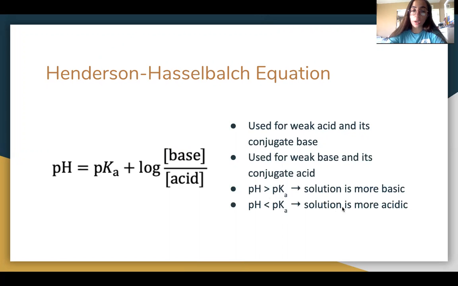The way you'll figure that out is that if you do pH minus pKa and you get a positive number, then you have more base, because the log of a number greater than 1 will be positive. However, if it's the log of a number that's less than 1, which would give you a negative on this side, it would be more acidic. We would know that there's more acid in the solution than base.